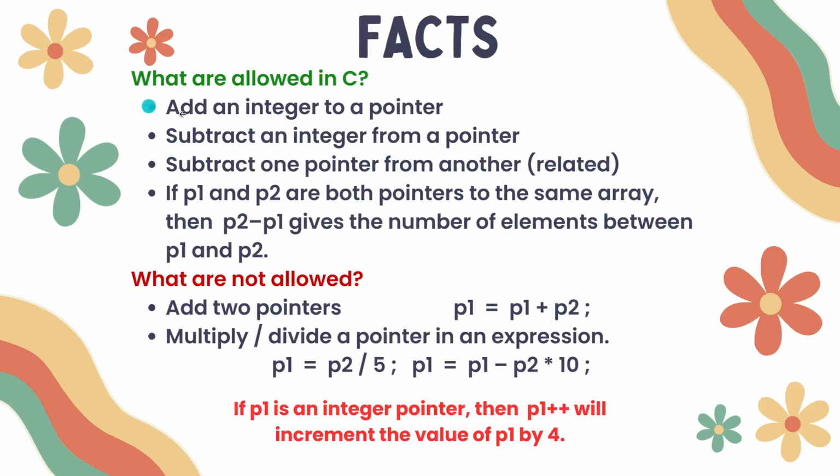There are certain other facts which you need to know with respect to the C language and pointers. You can add an integer to a pointer, that is allowed. You can subtract an integer from a pointer, and you can subtract one pointer from another provided they are related. If both P1 and P2 are pointers to the same array, then subtracting those two pointers gives you the number of elements between the two positions the pointers are pointing to. There are certain other things which are not allowed. You can't add two pointers, and you can't multiply or divide a pointer in an expression.